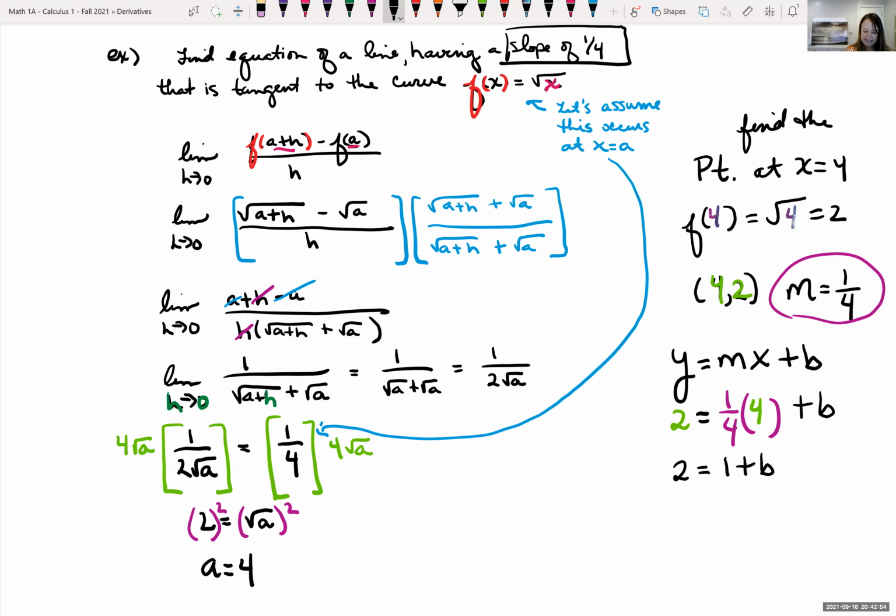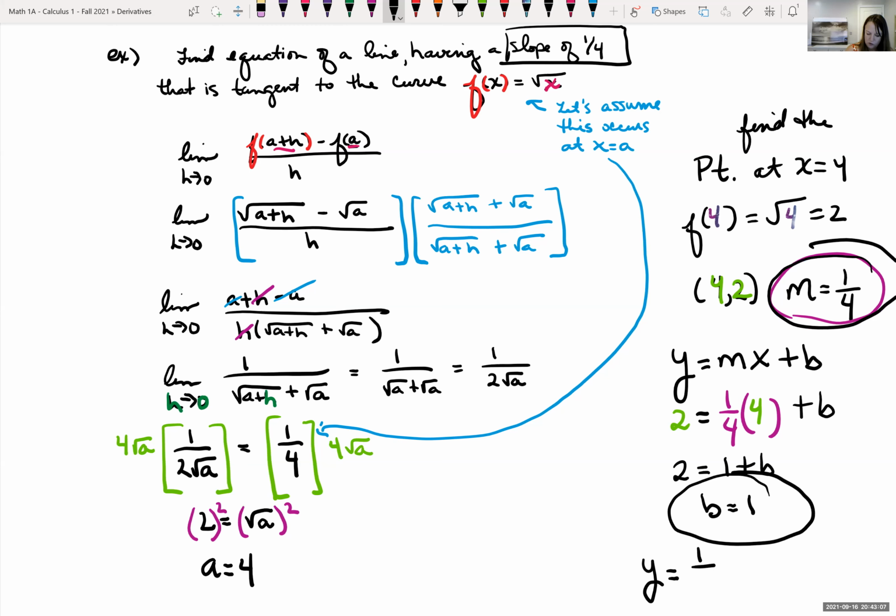Subtract 1 on both sides to get b by itself. 2 minus 1 is 1. So we know what our b value is. We were given our slope. So we have our equation of the tangent line: y is equal to 1/4 times x plus b, which is plus 1.